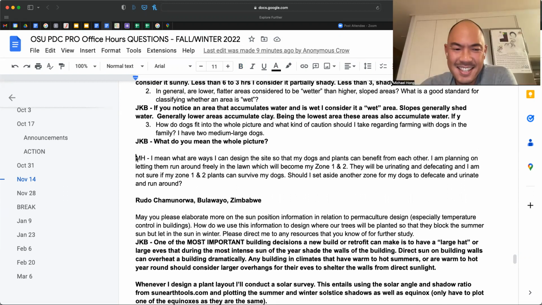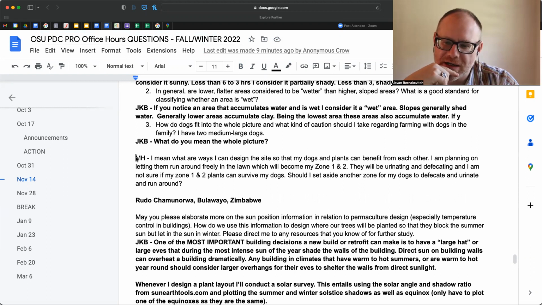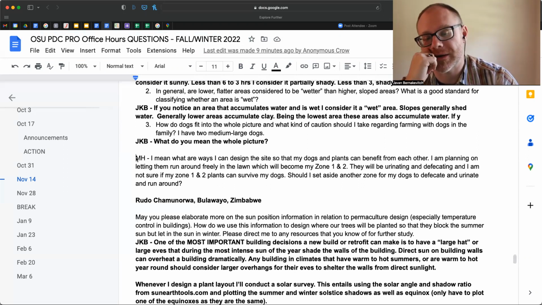Gotcha. What are ways I can design the site so my dogs and plants can benefit each other? I'm planning on letting them run freely in the lawn, which will become my zone 1-2. They'll be urinating and defecating, and I'm not sure if my zone 1-2 plants can survive my dogs. Should I set aside another zone for my dogs to defecate, urinate, and run around? Yeah. Okay. So great question.